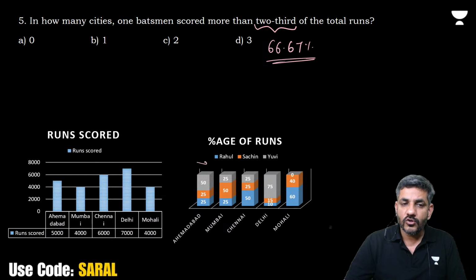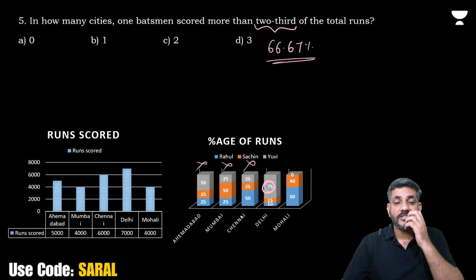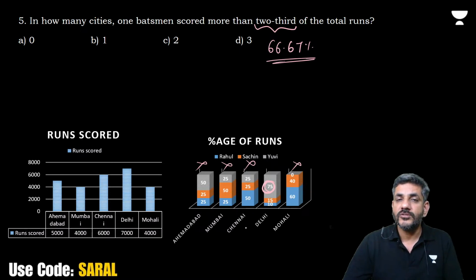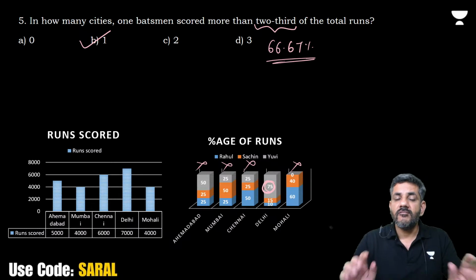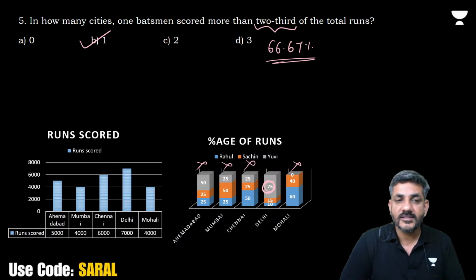In Ahmedabad, no one scored more than this. In Mumbai, no one scored more than this. In Chennai, no one scored more than this. In Delhi, Yuvraj has scored more than 66.66%, and in Mohali, no one scored more than this. There is only one city, Delhi, in which someone has scored more than 66.66%.